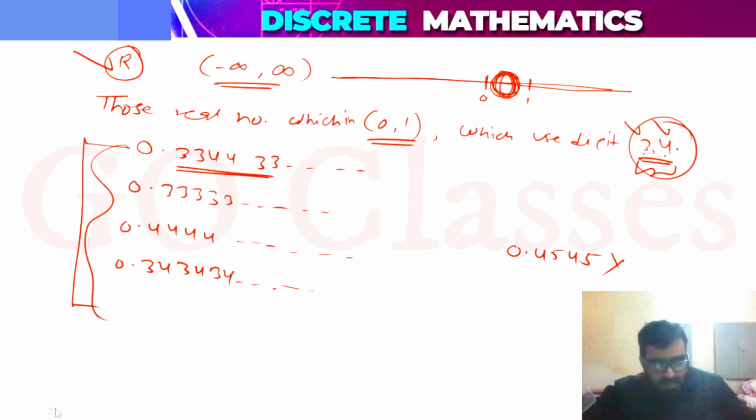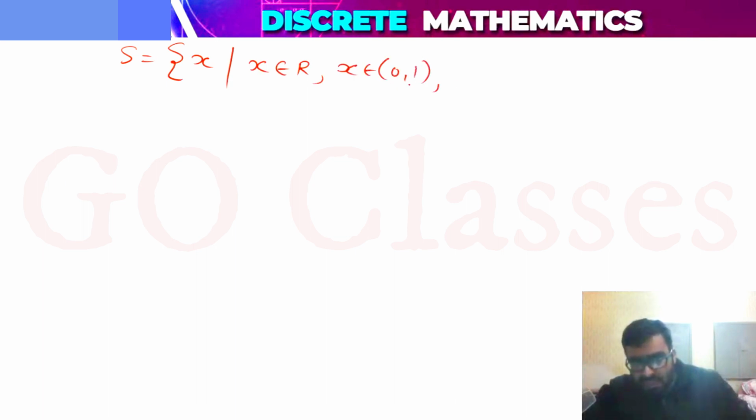Now if this is clear, what is the problem? That problem is clear. So this is our set S. Set S is basically X, where X is a real number, X belongs to the set of real numbers. X belongs to 0 to 1, means this is between 0 and 1. And X uses digits 3, 4. This is our set.